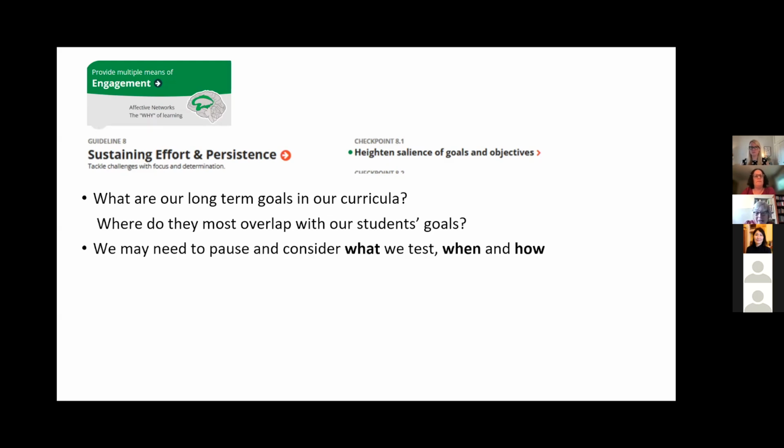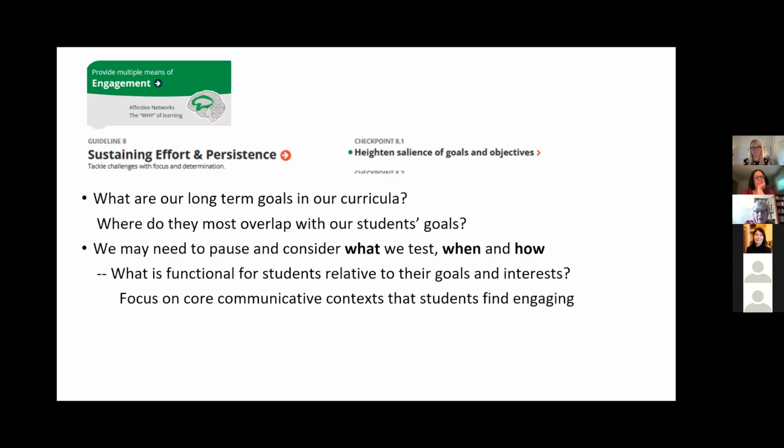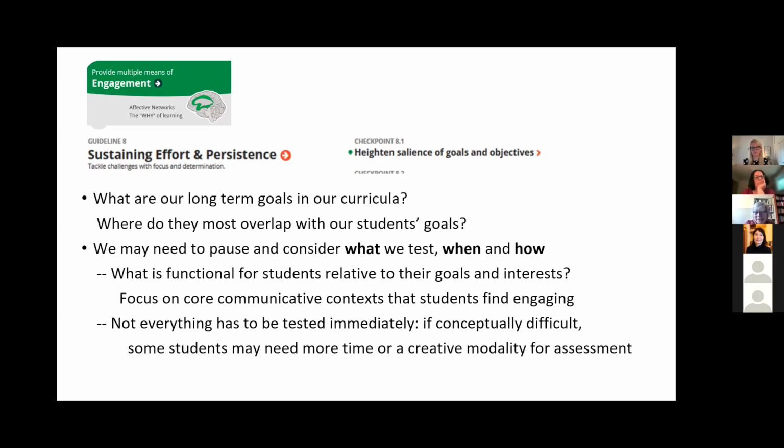We may need to pause and consider what we test, when we test, and how. Maybe we don't need to test all those verbs of motion all at once. Maybe we can do it more gradually and in more creative ways that may be more memorable. What is functional for students relative to their goals and their interests now, and how is that changing over time? Focus on core communicative contexts that students find engaging. Not everything has to be tested immediately if it's conceptually difficult.